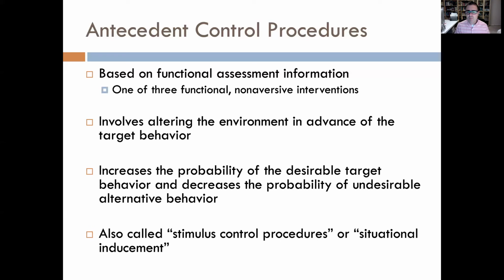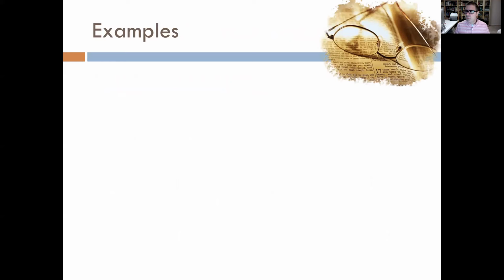The book talks about people referring to these groups of procedures as stimulus control procedures or situational inducement. Makes sense, stimulus control, because we're manipulating the stimuli that may control or evoke either the problem behavior or the appropriate behavior. So in situational inducement, we're trying to change the situation to induce certain appropriate behaviors. Here are some examples, right?